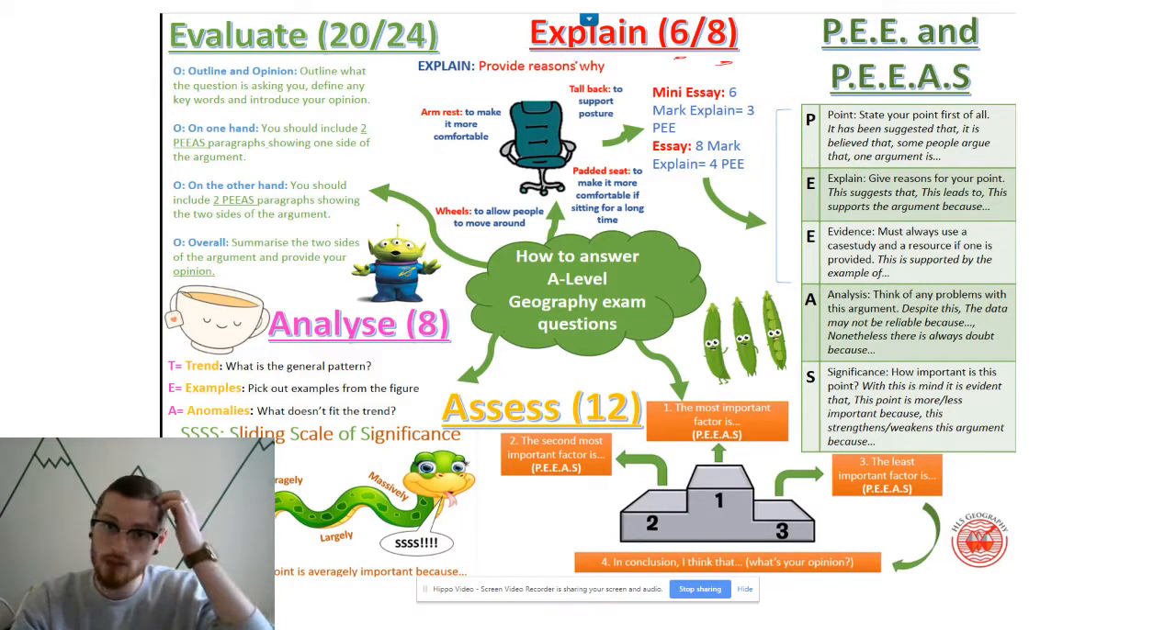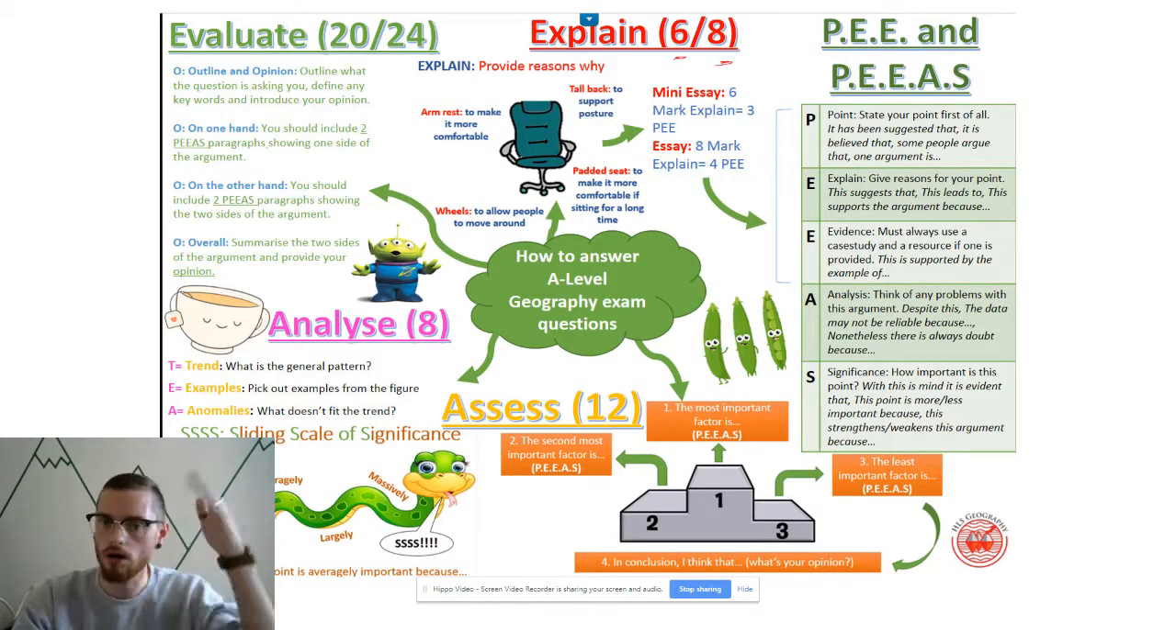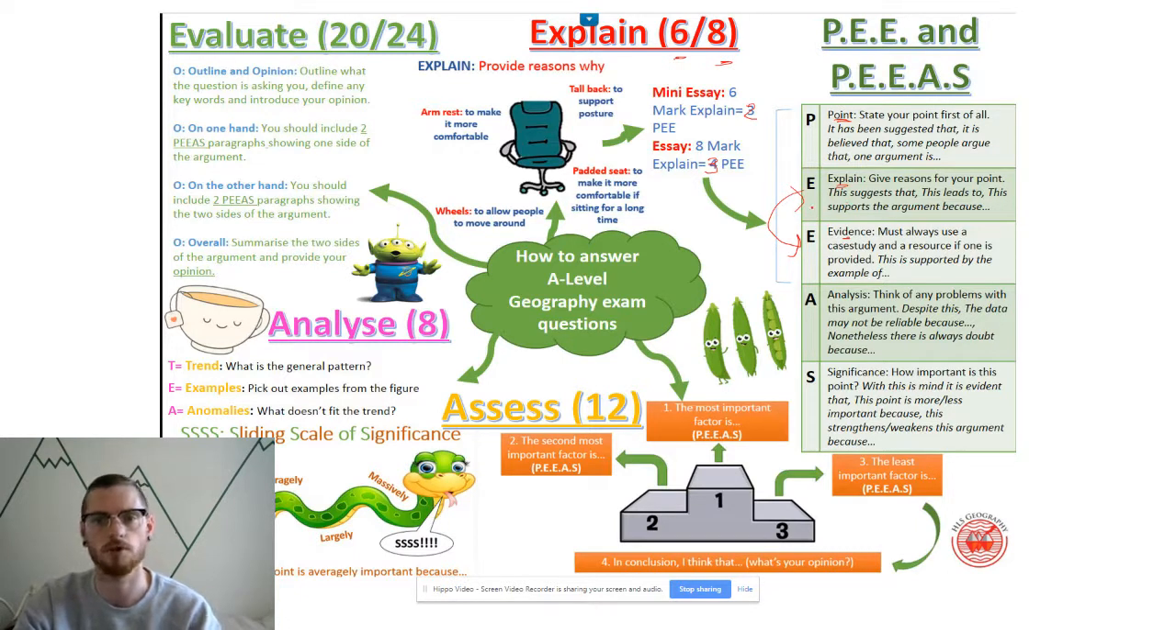For a 6 mark explain question, I need, sorry, this should be 2 P paragraphs. An 8 mark explain question is 3 P paragraphs. Now, by P, we mean point, explain, evidence. Although if you prefer, you can switch these over. That's absolutely fine. I do appreciate a lot of people prefer to go point, evidence, explain.